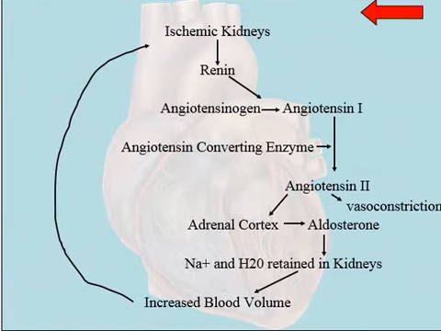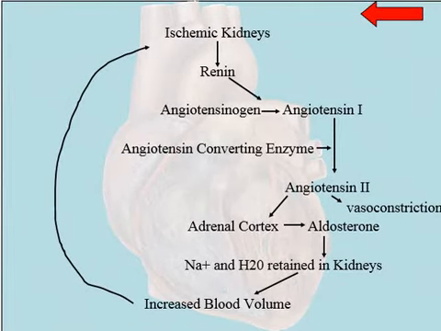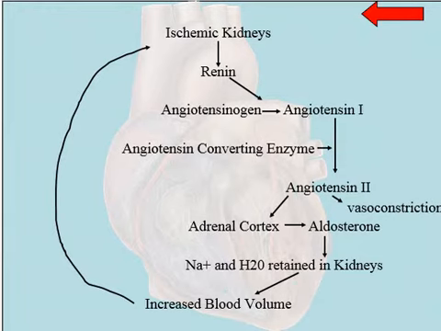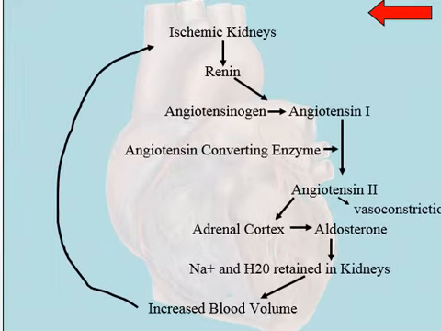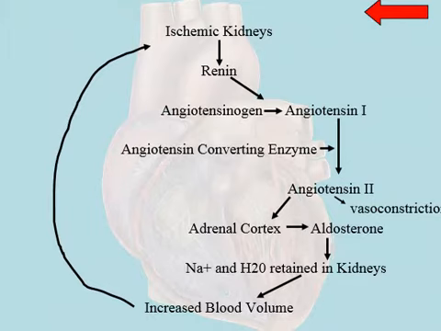Angiotensin 2, once it's formed, has two effects. One of them we know about already. This is the effect that we talked about before. Angiotensin 2 stimulates the adrenal cortex to produce aldosterone, and we know that aldosterone increases sodium retention in the kidney. Water follows, that increases blood volume, and we relieve the ischemia.